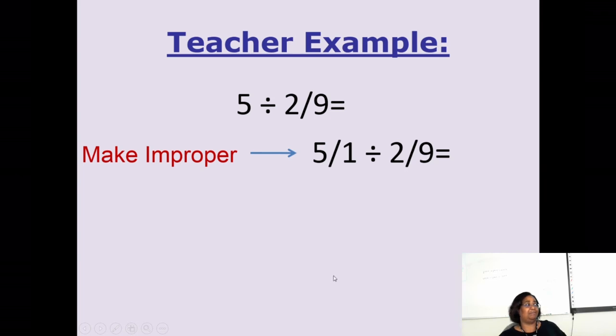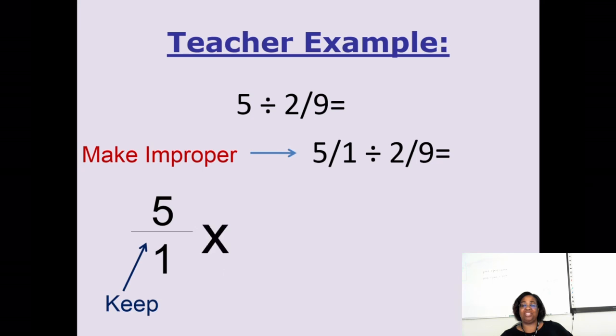That's the first step. My problem changes to 5 over 1 divided by 2 over 9. Then I'm going to keep the first fraction, switch the operation to multiplication, and flip the second fraction. So what is this going to become? 9/2.